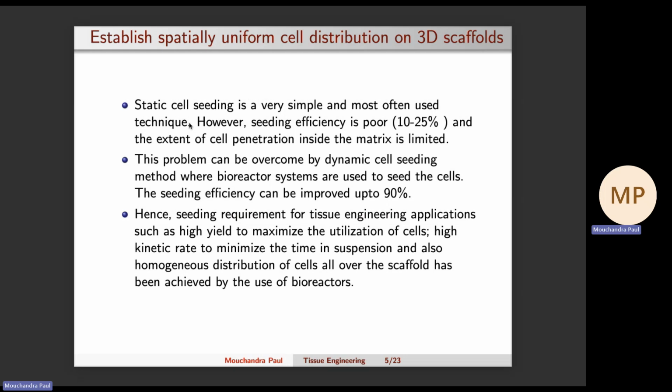Okay. So that is how static seeding works, and this is the expectation from that. But this particular technique has a very low efficiency.